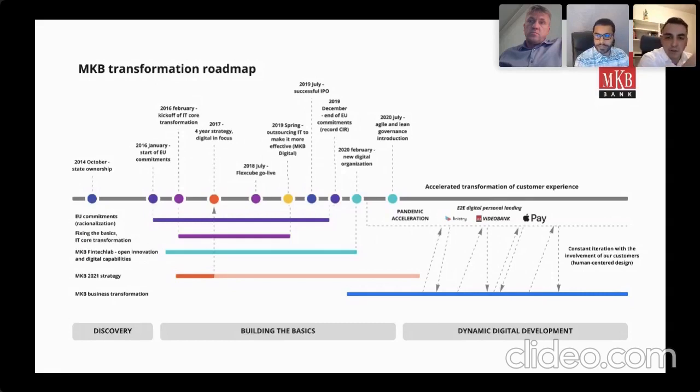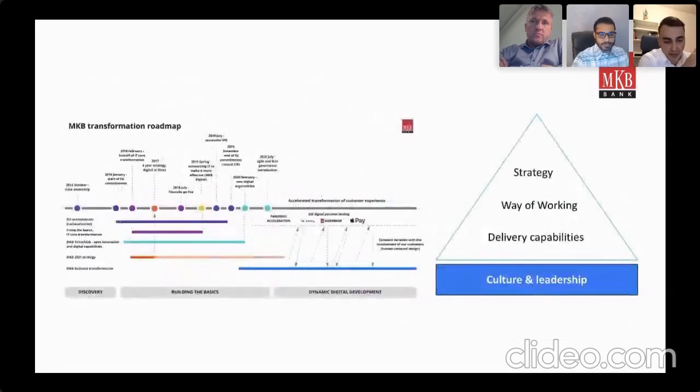And we also transformed the way we pay. We introduced digital payment solutions like MKB Pay, and we are working on many things in the background for the end of the year and for next year. And this is the transformation of MKB, basically. The first part was actually creating the basics. We call this building the basics. And the second part is the dynamic development I just described.